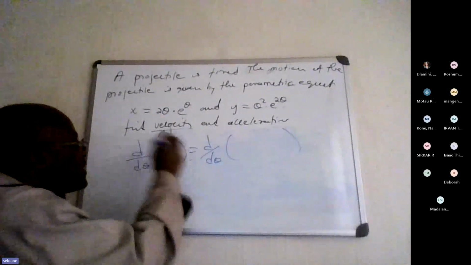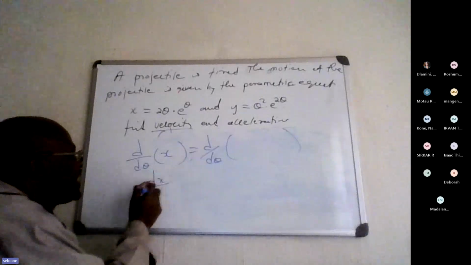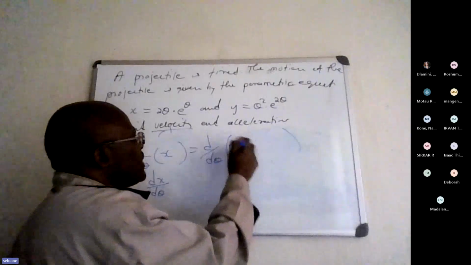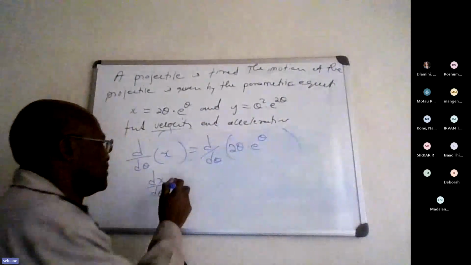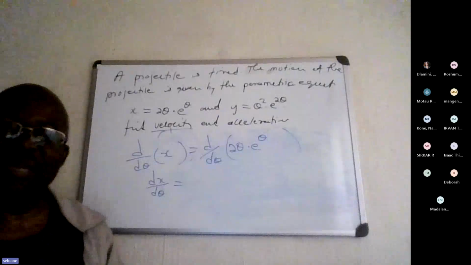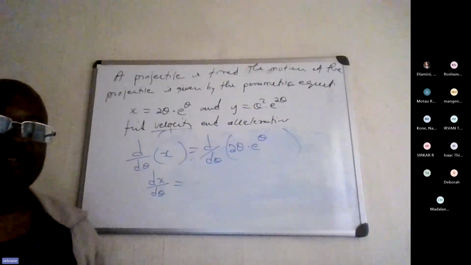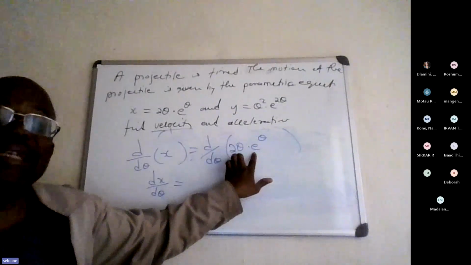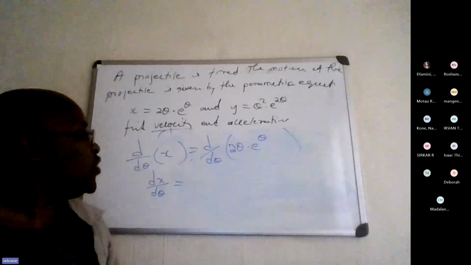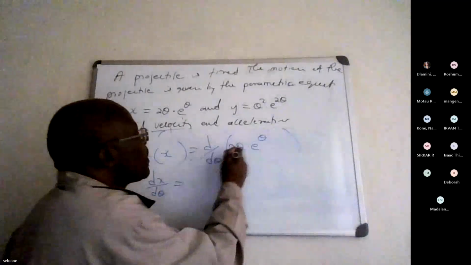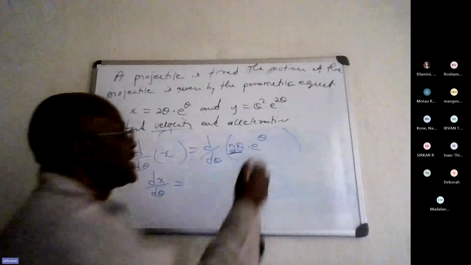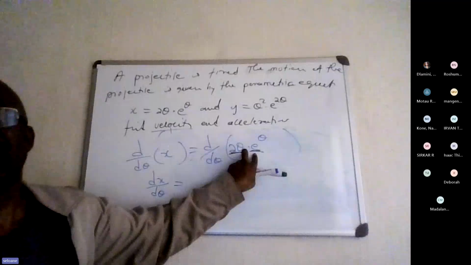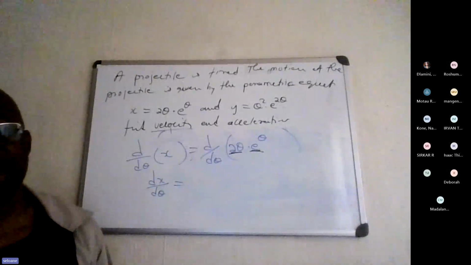Now, the left side becomes dx/d theta. And the right side will then be 2 theta times e exponent theta. And I think Mr. Gone explained this in the last session, to say now we are differentiating the product of two functions, which are all in terms of theta. The first function is 2 theta. And the second function is e exponent theta. Therefore, to differentiate this product, obviously we're going to use the product rule.